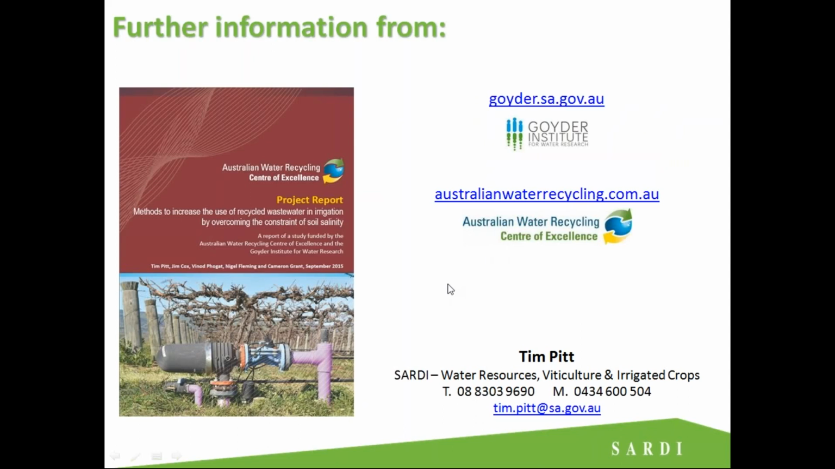And then also last year there was a final report to the Australian Water Recycling Centre of Excellence and Goyder, detailing a number of aspects of this project, one of which was the McLaren Vale piece of work. And that also includes quite a lot of detail around extending this work to other districts and the implications for somewhere like the Riverland or low water availability scenarios.